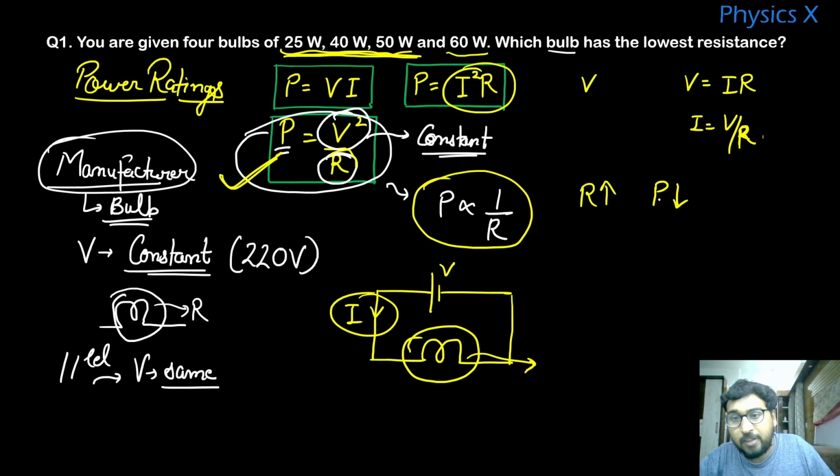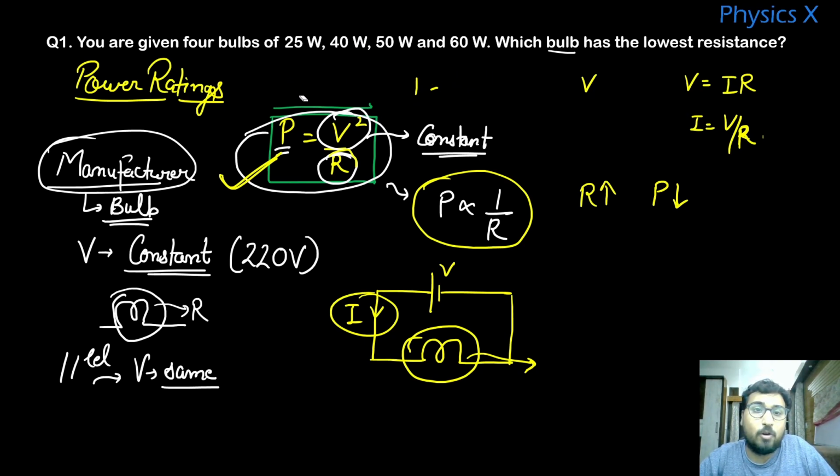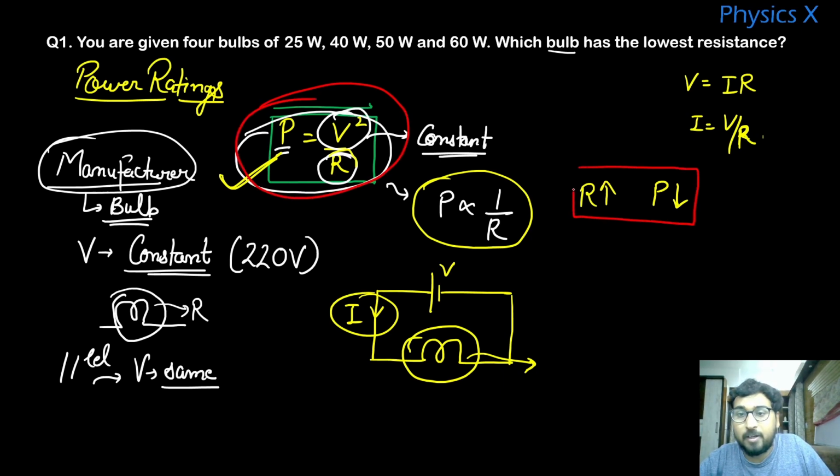ratings. So as I told you, now by this formula, let us clear the clutter, right? Let us leave only the formulas which are needed now. So this is the formula we have finally. This is the formula which you will be using, and it tells you that as resistance increases, power rating decreases. That means the power rating will go down as the resistance is increased. So the maximum power rating bulb will have the minimum resistance.